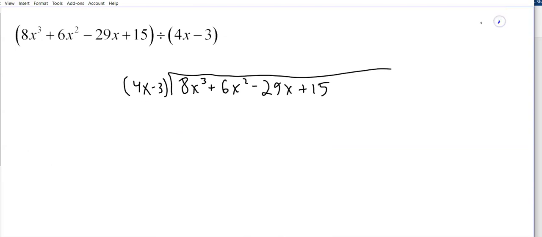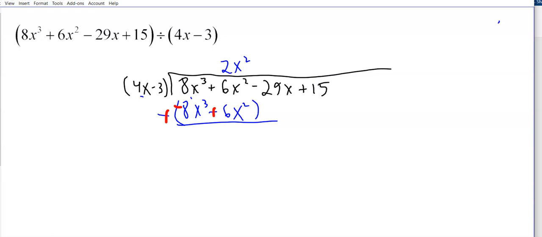Okay, so 4x goes into 8x cubed. Let's see how many times. 4 times 2 is 8, and x times x squared. So that'd be 2x squared. So I'm going to put that in the x squared column. So 2x squared times 4x minus 3 is going to be 8x cubed, multiplied by the next term, that'd be minus 6x squared. That's unfortunate. Okay, so we're going to subtract. Don't forget to change the signs there.